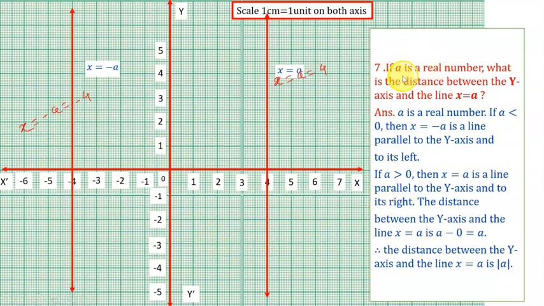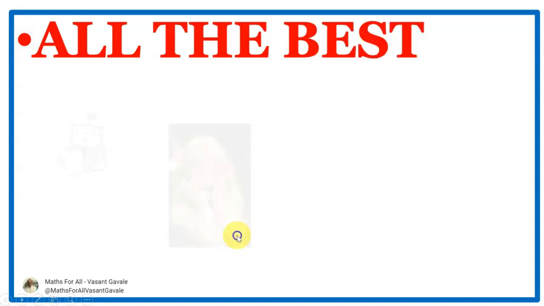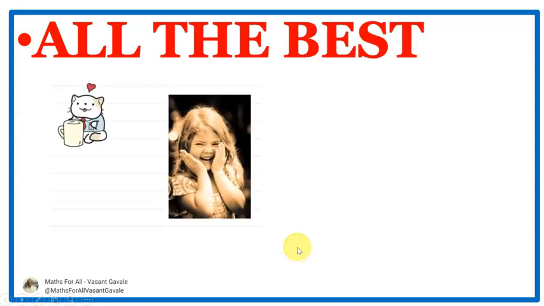Therefore, again I will repeat the question. If a is a real number, what is the distance between the y-axis and the line x is equal to a? The distance will be a. If a is negative, then take its mod. And in this way we have completed this problem set.